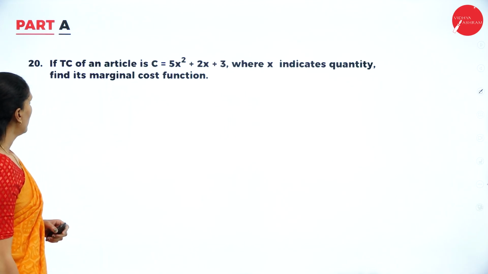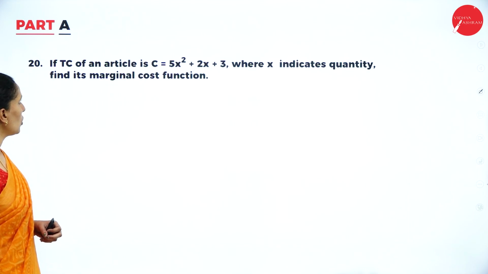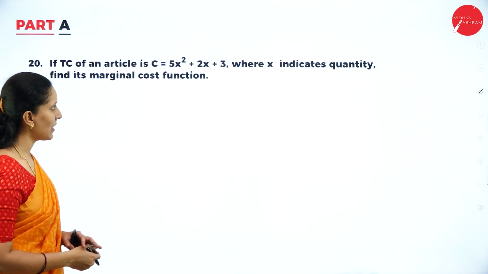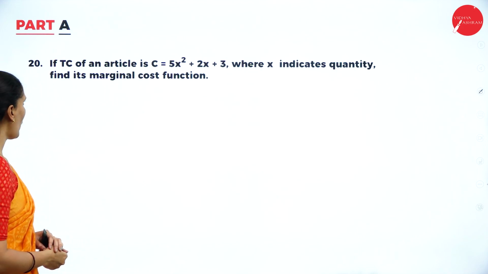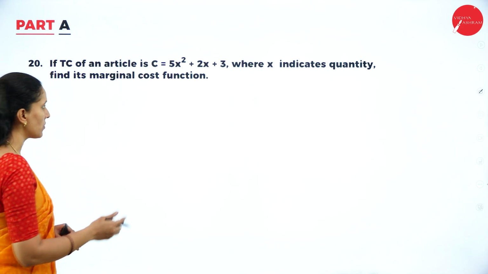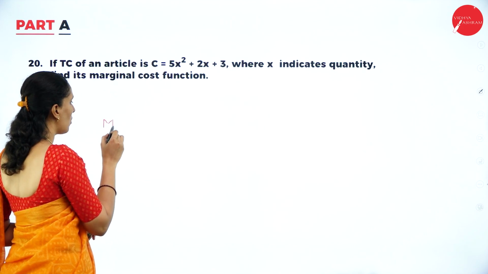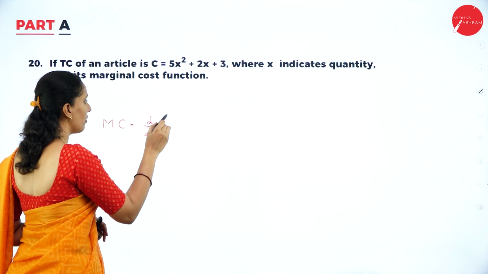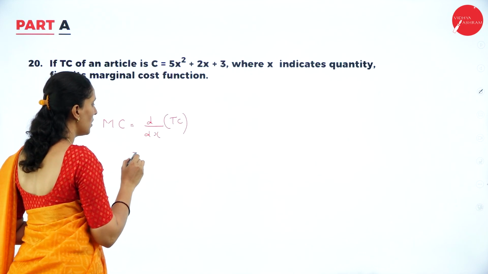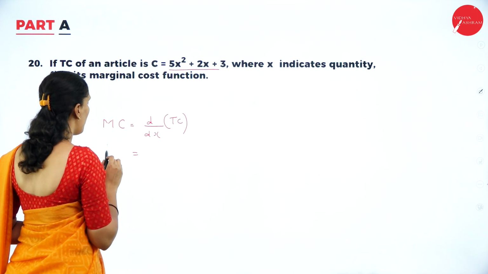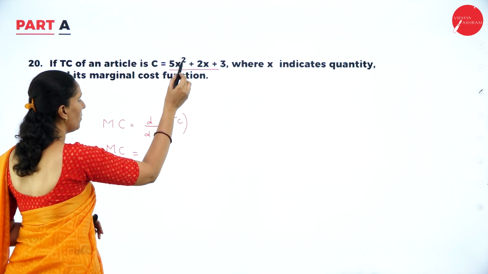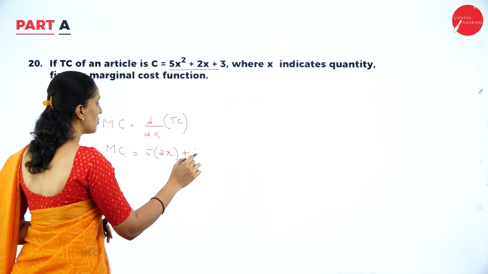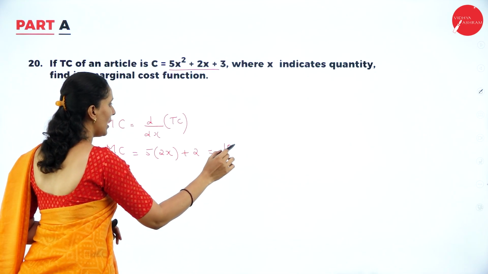Next we have, if total cost of an article is C is equal to 5x square plus 2x plus 3, where x indicates the quantity, find its marginal cost. We know that marginal cost is given by the derivative of the total cost function. So when I differentiate this, the marginal cost will be equal to 5 into 2x plus 2, that is equal to 10x plus 2.